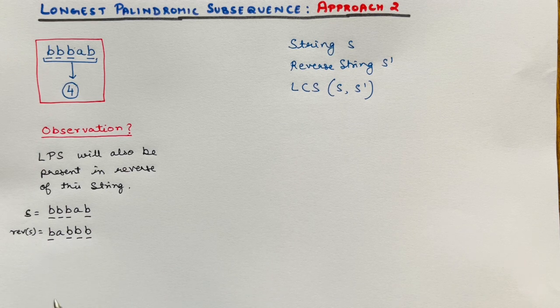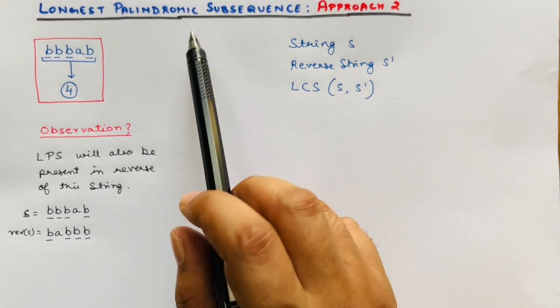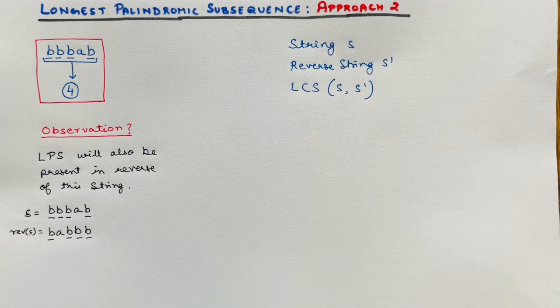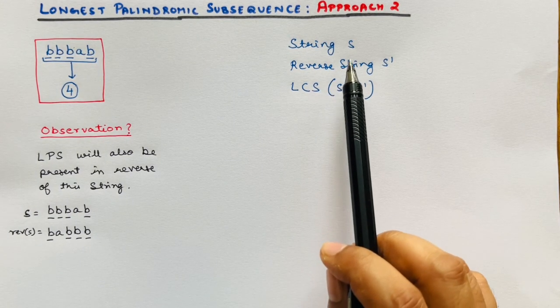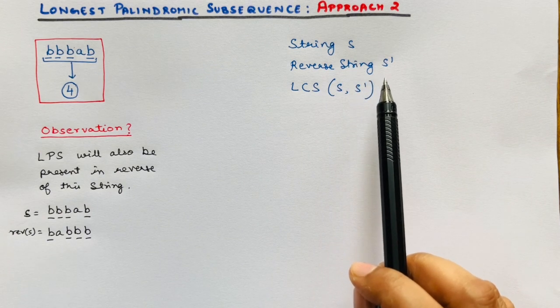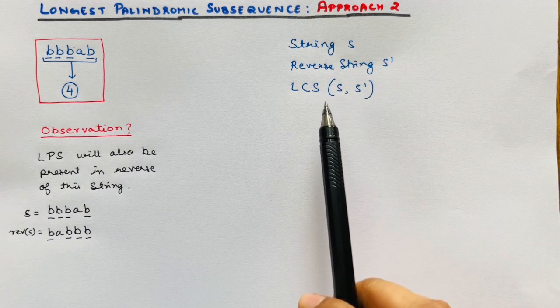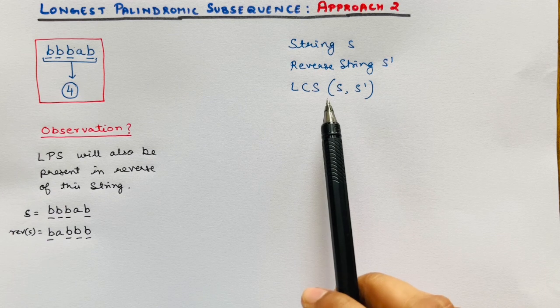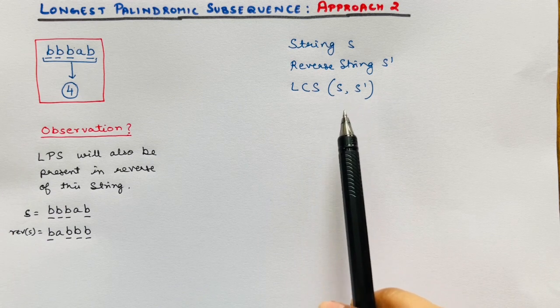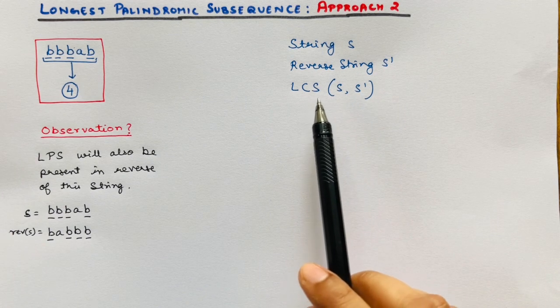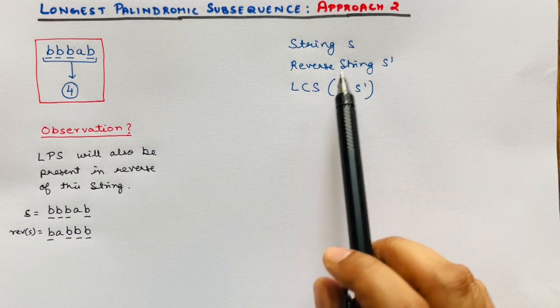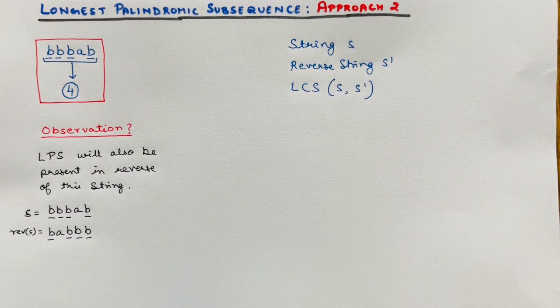So what can be the approach to solving our original problem, longest palindromic subsequence? We can have the string S. We can reverse the string S dash, and then we find the length of the longest common subsequence between S and S dash. That will give us the longest palindromic subsequence in S.